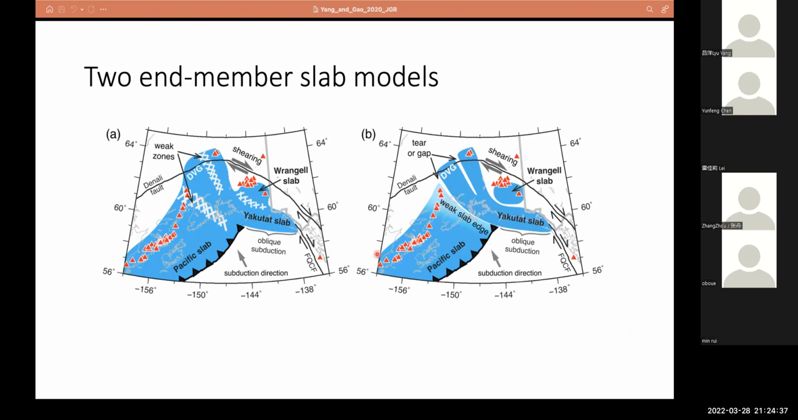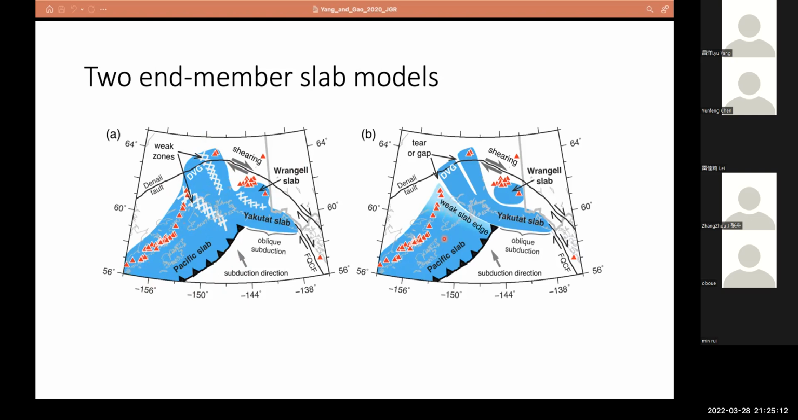And then the authors provided two end-member slab models to interpret their seismic observations. The first one, shown on the left, basically attributes the slab to a continuous structure. So all these high velocity anomalies are connected, but the low velocity structure in between is attributed to weak zones. So essentially, they think this is a continuous structure.